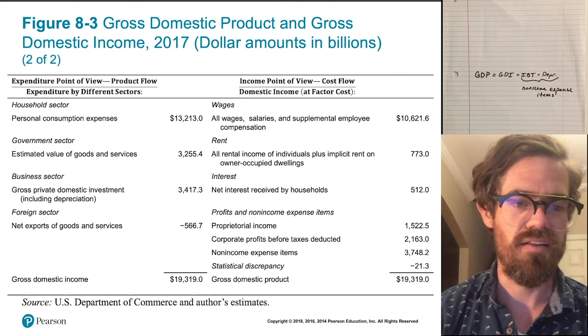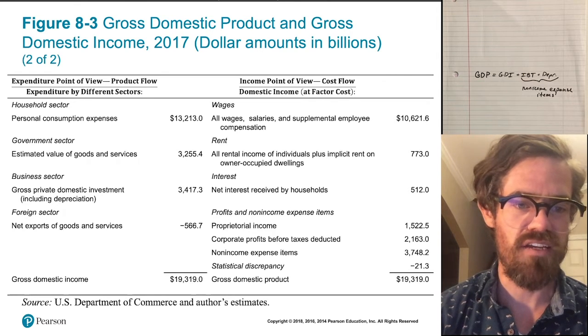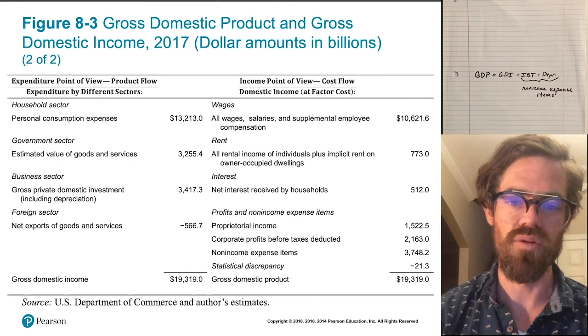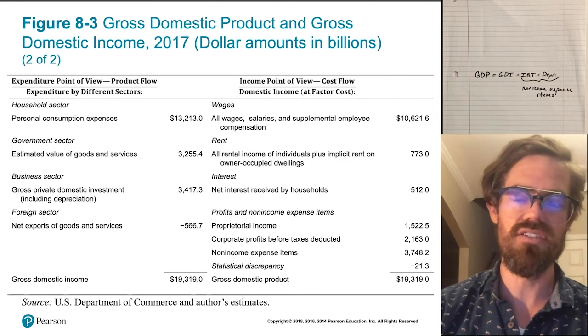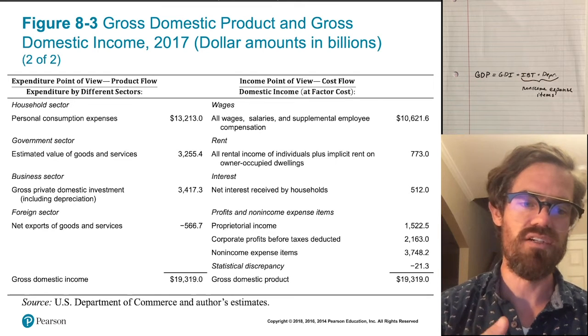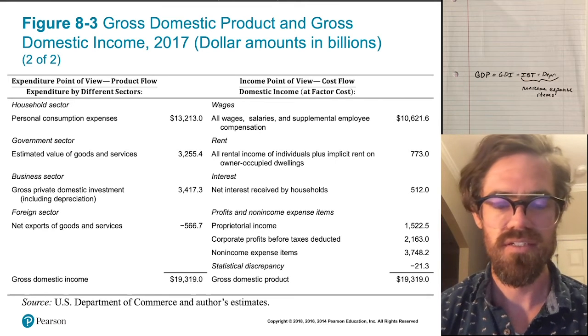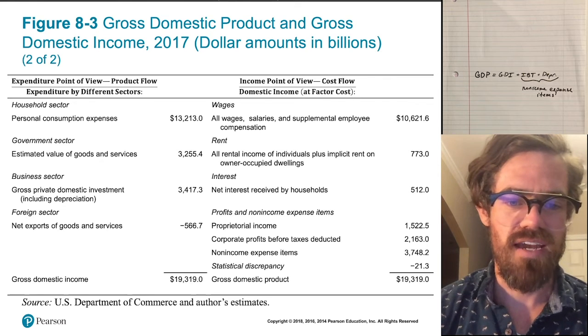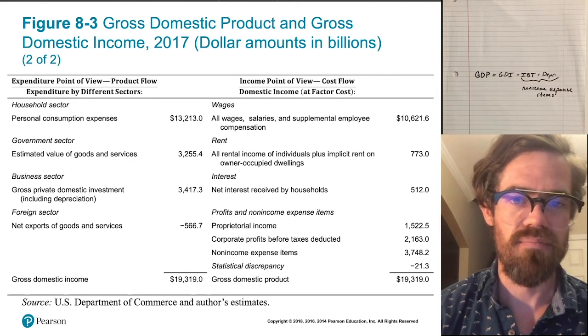And then the last one, net exports, again, is negative because we are importing more than we are exporting, right? So we're buying more stuff from other countries than other countries are buying from us. And so net exports is negative. All right, so that all comes out to a total of $19.3 billion.